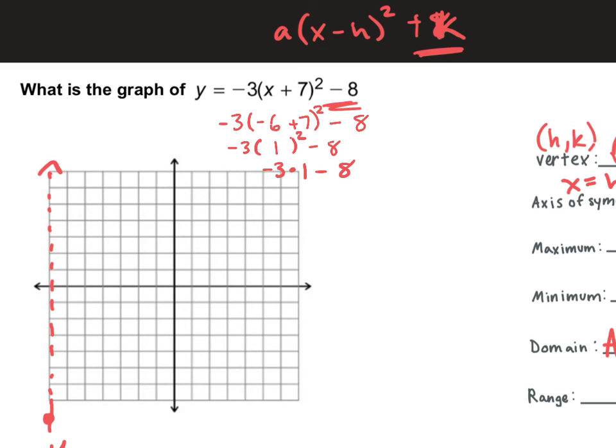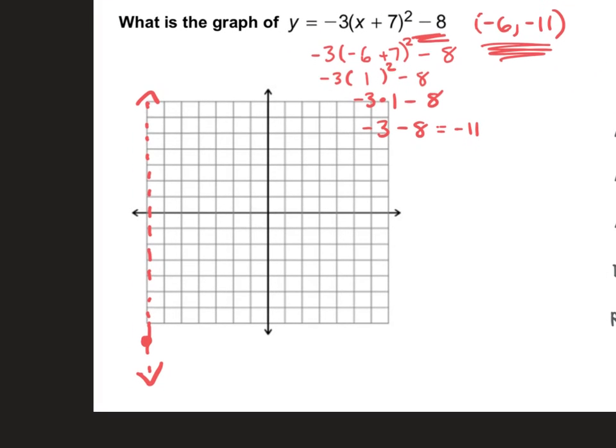PEMDAS, what do we do next? Multiplication. What's negative 3 times 1? Negative 3. And what's negative 3 minus 8? Negative 11. So we plugged in negative 6 and we got negative 11. So this is our next point here. So let's go to our graph. We go to the left 6 and down 11. So again, it's off of our graph, but that's fine. It'll be about right there.